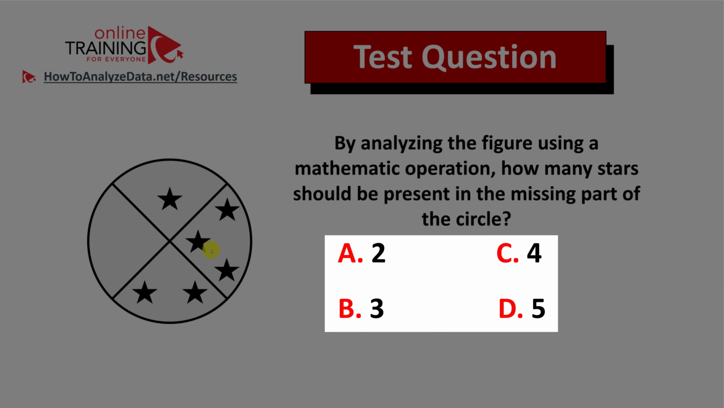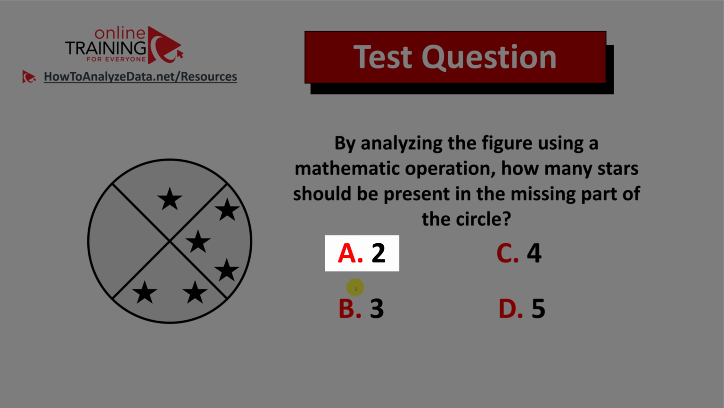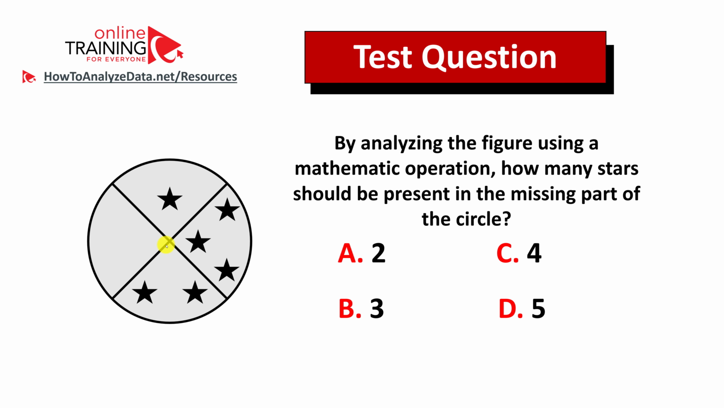And you have 4 different choices. Choice A, 2, choice B, 3, choice C, 4, and choice D, 5. So can you determine how many stars should the blank part of the circle have? Give yourself 10 to 20 seconds to see if you can come up with the answer on your own.